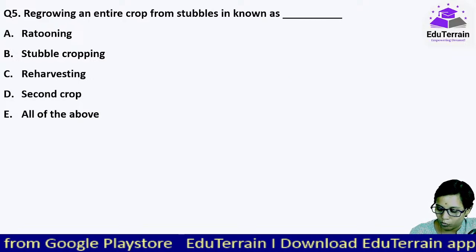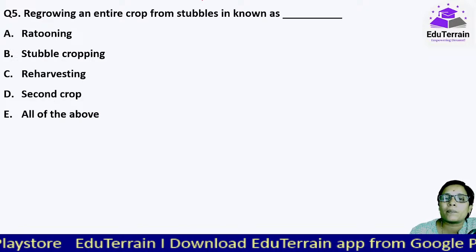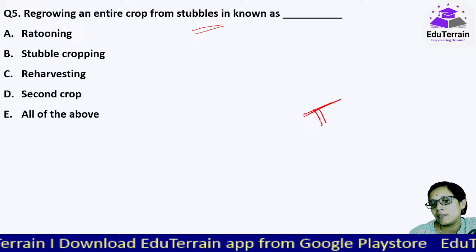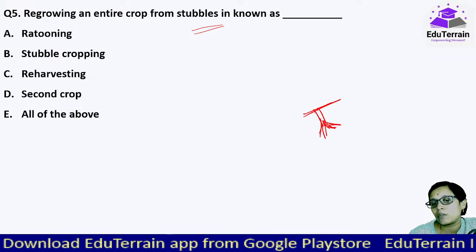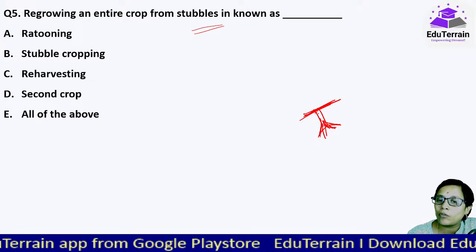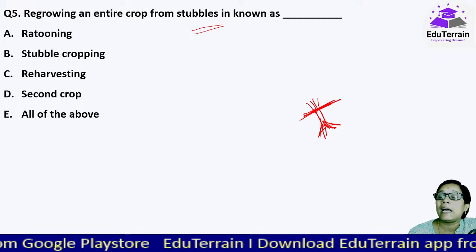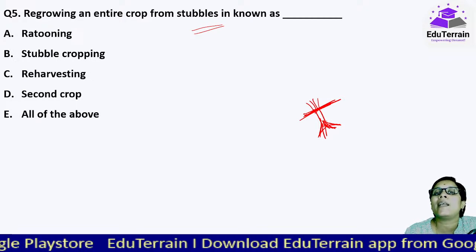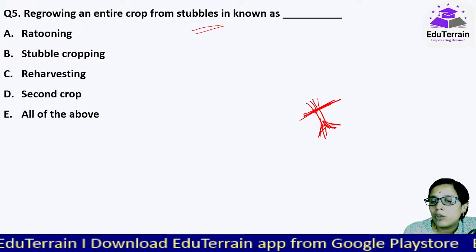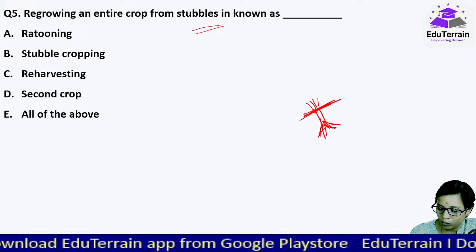Okay, moving on to our next question. Regrowing an entire crop from stubbles is known as... See, when a crop is cut, for example, this is a crop, and this is cut here as part of harvesting. After harvesting, these are called crop stubbles. From this, resprouting happens again, and that can be taken up as the next crop rather than going for a fresh sowing. Such regrowing of an entire crop from stubbles is known as... yes, anyone who wants to try?